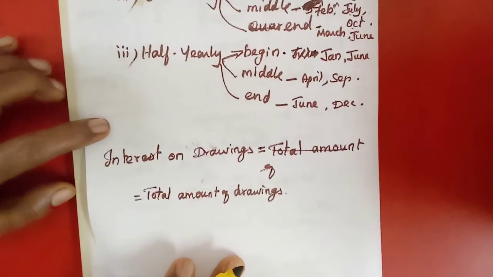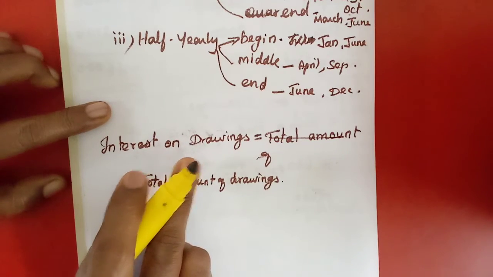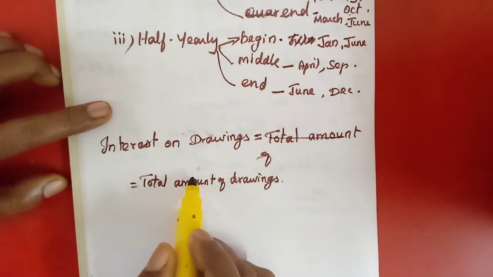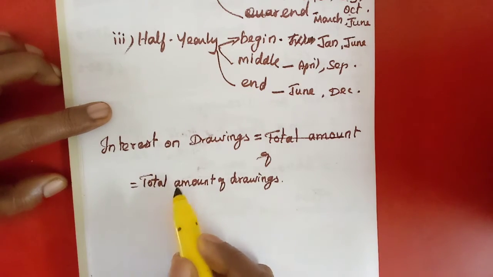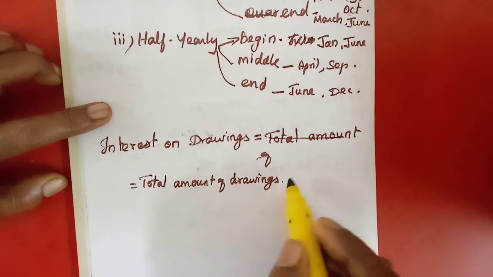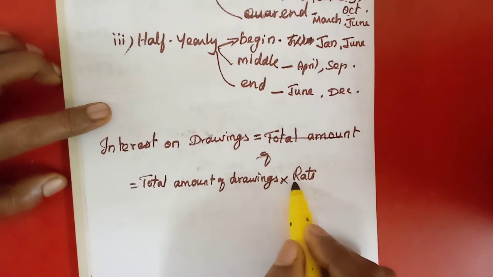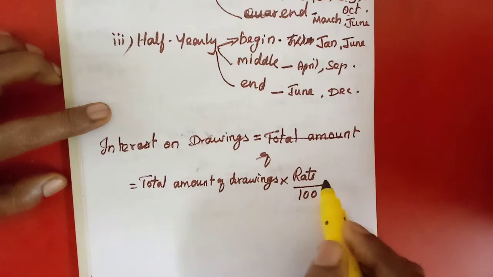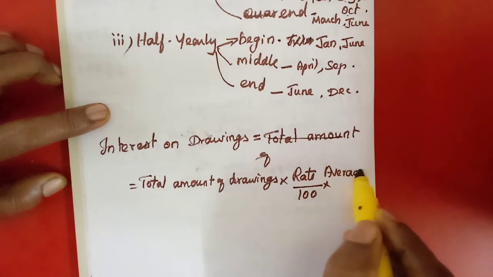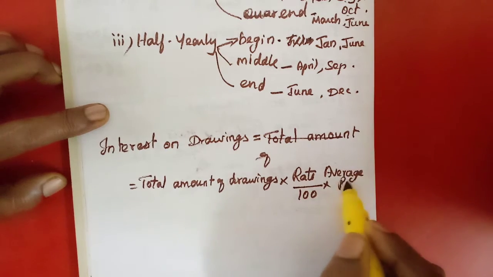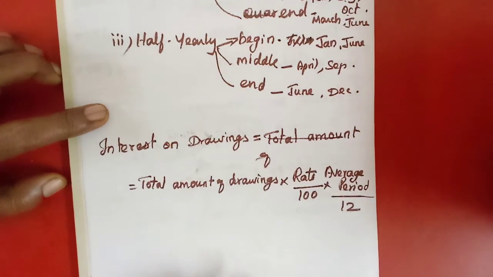So if he has withdrawn, we need to multiply monthly. If he is withdrawing monthly, every month beginning, that per month they will give. Okay, so if it is 500 per month, 500 into 12 you have to multiply. Then rate of interest by 100. Then here one calculation is there. This is what is important: average period divided by 12.